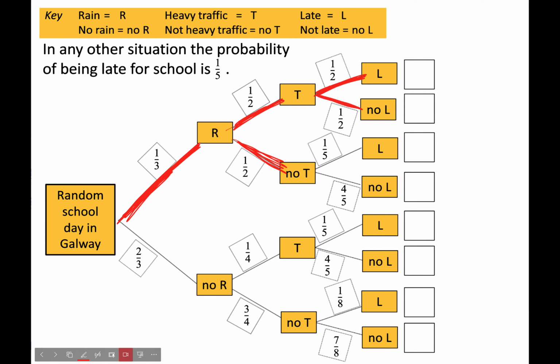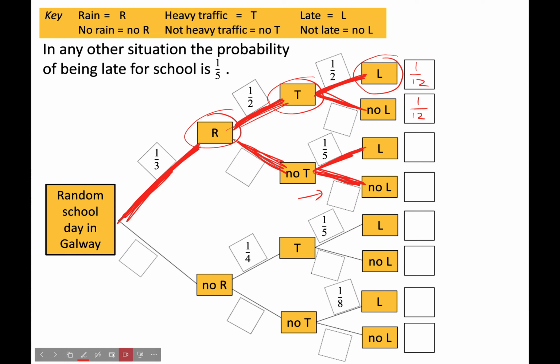So if I want to work out the probability of being late and heavy traffic and it raining, I multiply 1/3 times a half, and I believe that would be 1/12. If I want to work out the probability that it rained, there was heavy traffic, but I was not late, the numbers are exactly the same, so it's 1/12 there as well. Again, if I go back here for a second, if I want to work out this part here, I can work this out without ever filling in any of the other boxes, because it's only coming down to if there was no heavy traffic and a situation where it rained, the probability of being late would be 1/5, so the probability of not being late would be 4/5.